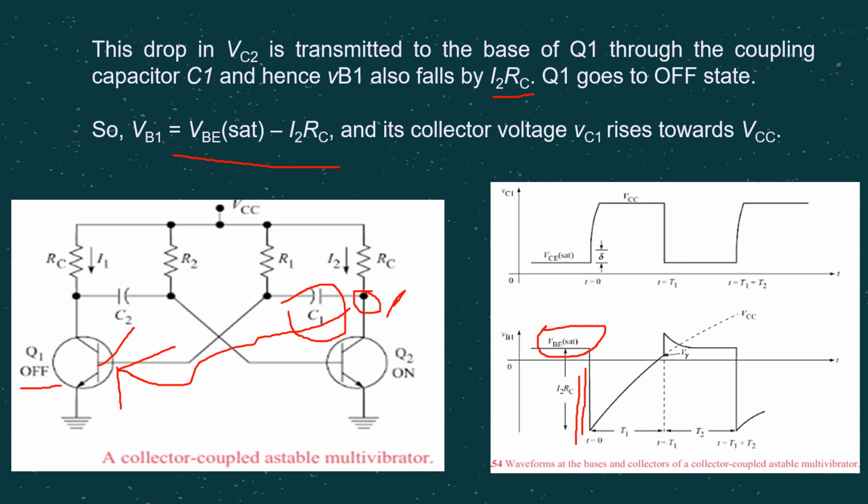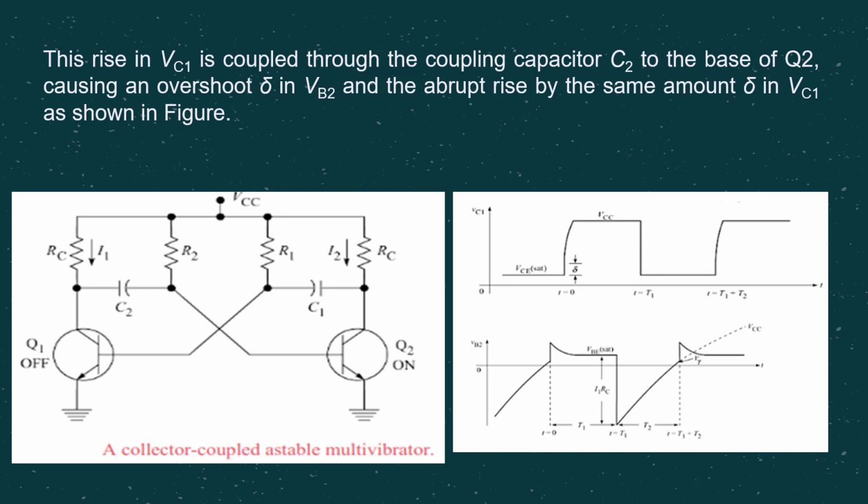Now it is in off state, so there is no drop across I1 RC. So almost its collector voltage is equivalent to VCC. Its collector voltage immediately rises towards VCC. This rise in VC1, the collector potential of transistor Q1 rising towards VCC, is again coupled to the base of transistor Q2 through the coupling element C2. So the base of transistor Q2 also rises by the same amount.